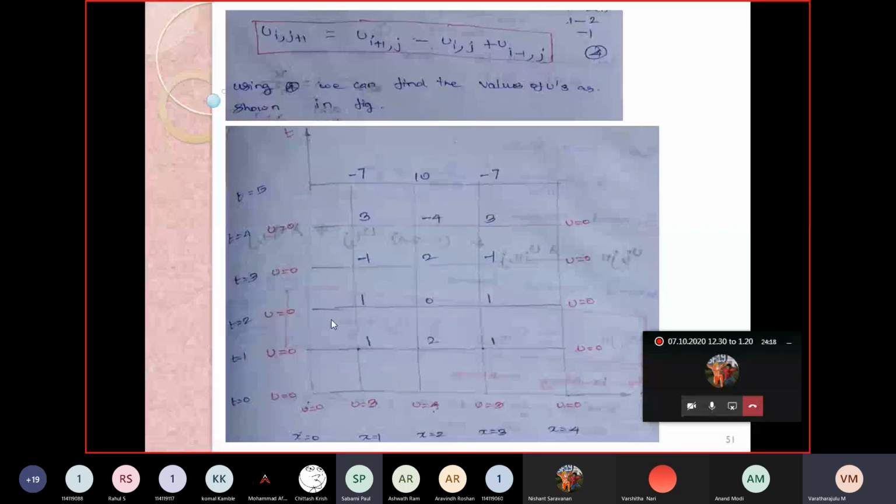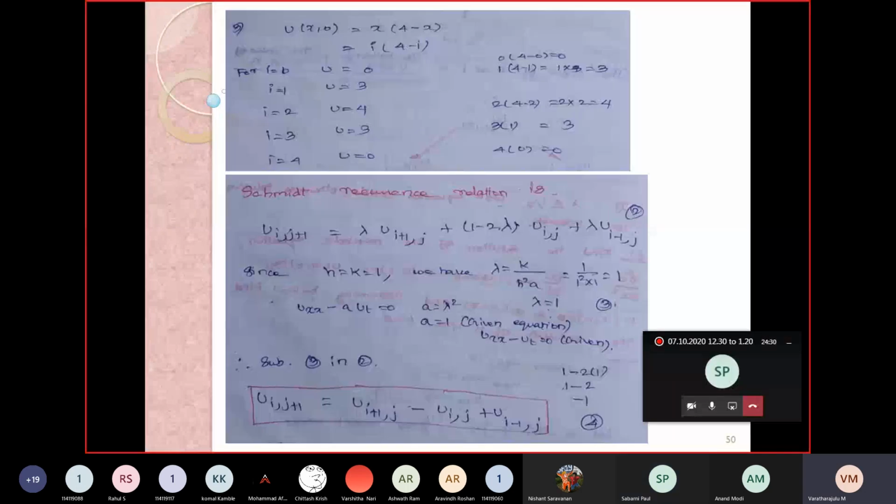Sir, can we move to the previous page? Yes. Any doubts? Yeah, I couldn't copy the full thing. Yes. When I am very fast, let me know. I can stop.